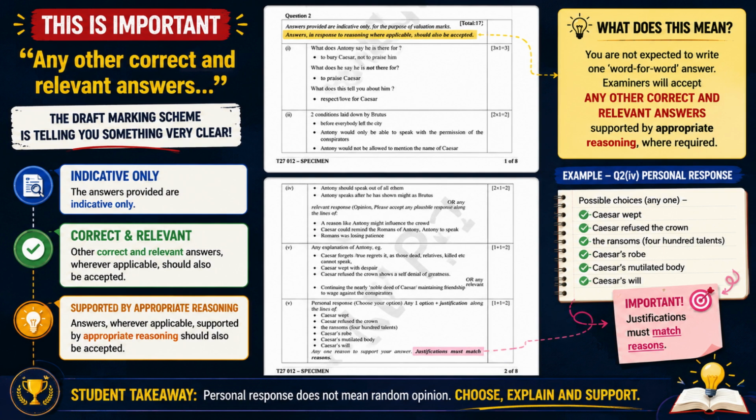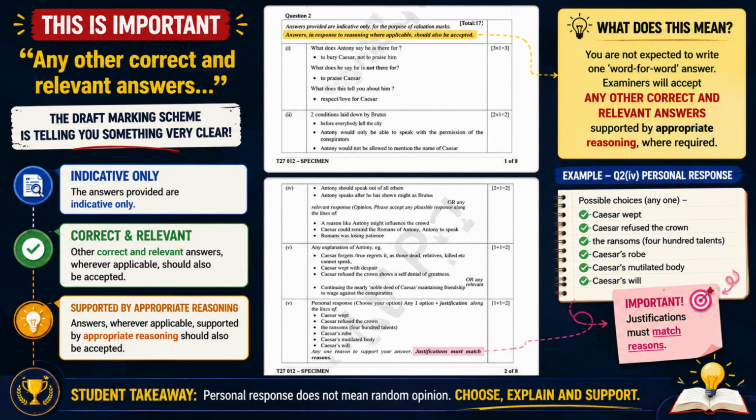Now let's look at something extremely encouraging in the draft marking scheme. For question 2, it says that the answers provided are indicative only. And it says that other correct and relevant answers, supported by appropriate reasoning where applicable, should also be accepted. That's important. It means that when the question is asking for a personal response, you don't have to somehow discover one secret sentence that the examiner has hidden.